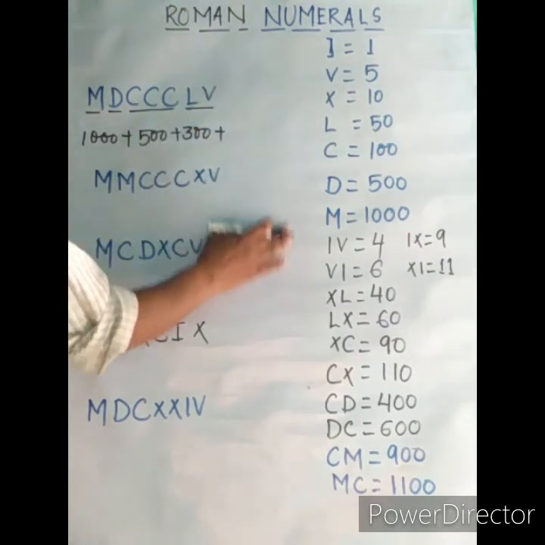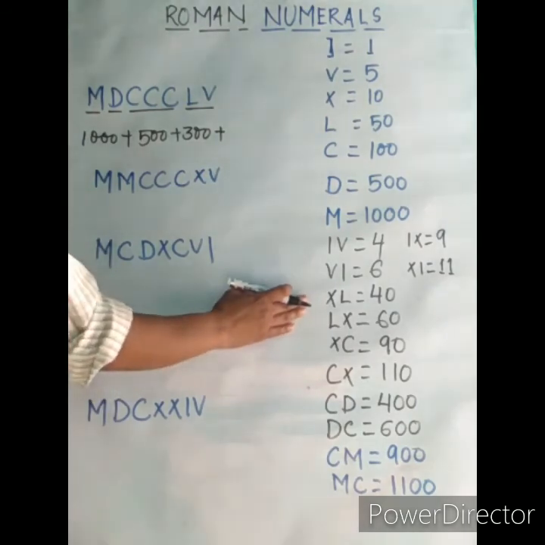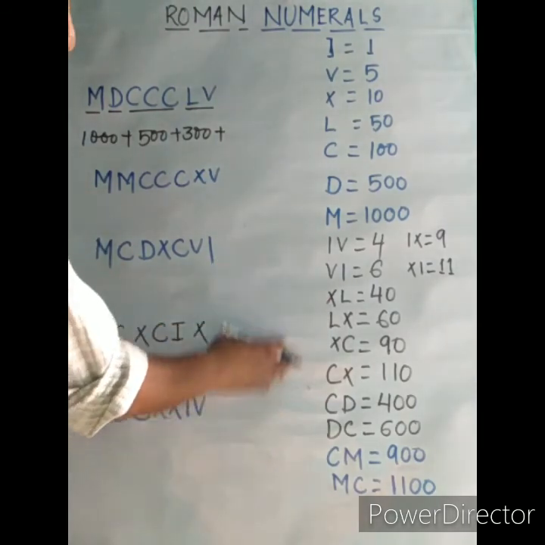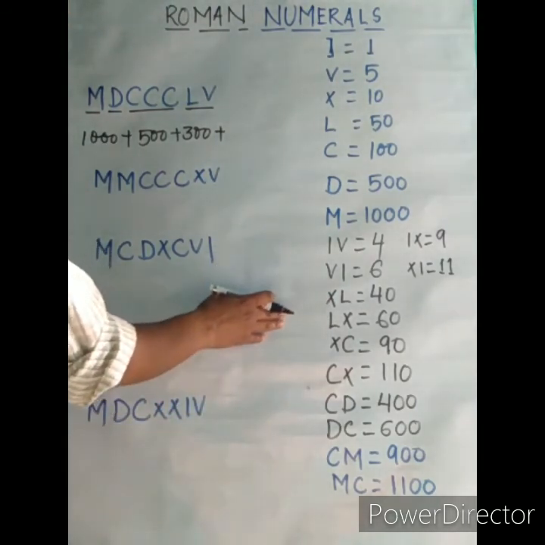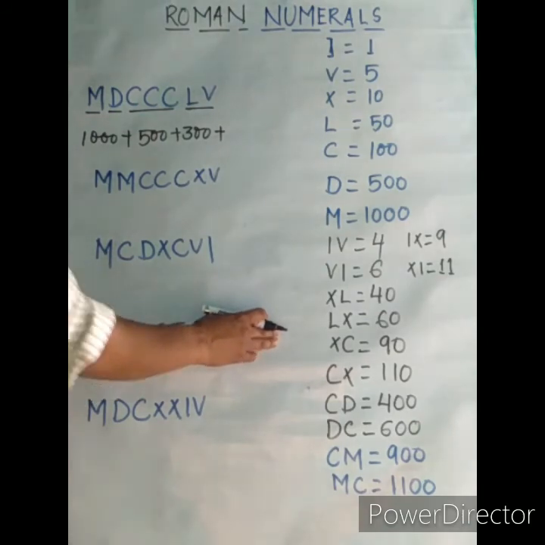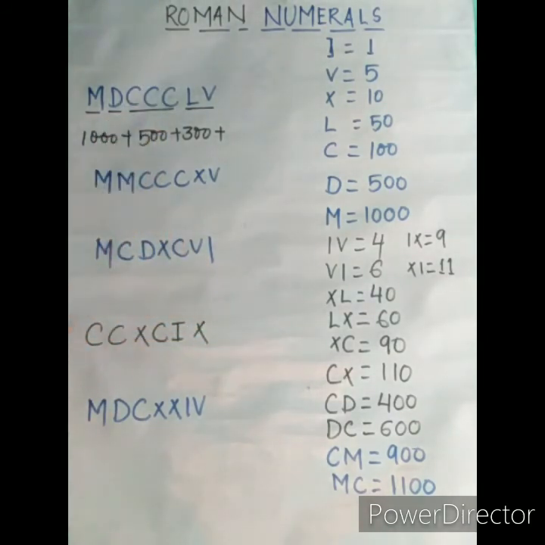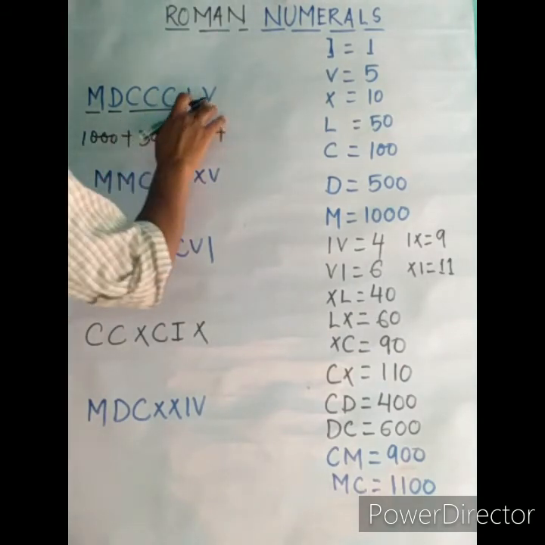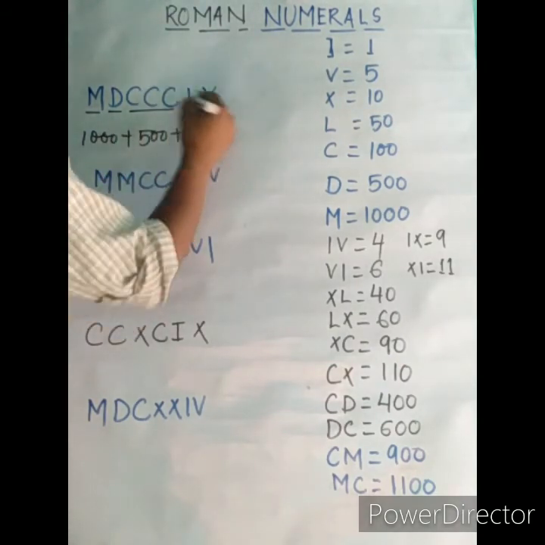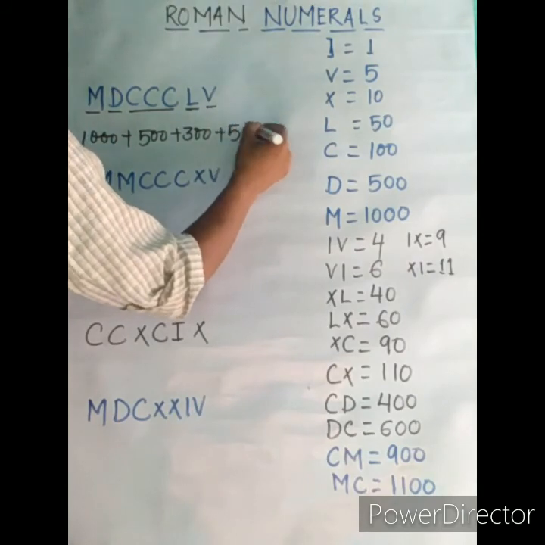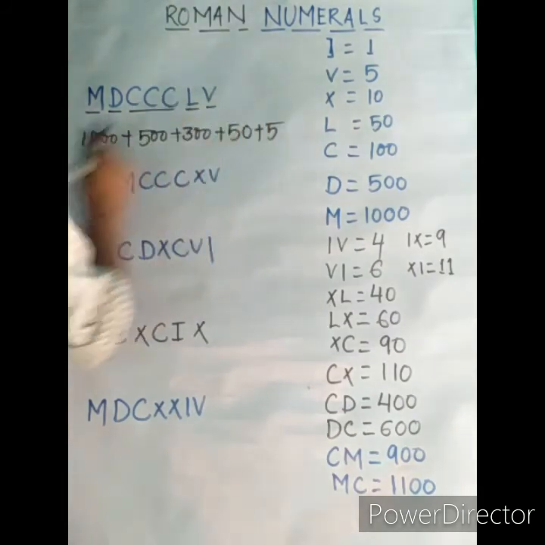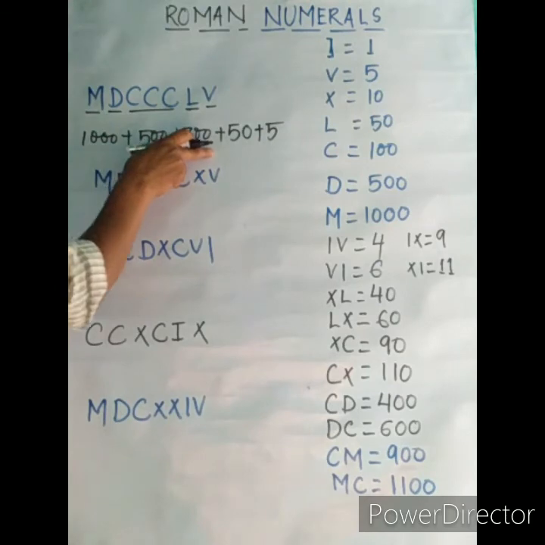For LV, that's why I told you to concentrate a little bit here. You can check whether LV is given or not. L means 50 and next it gives you 55. If it is not given, then you can make it separate: L is 50 and V is 5. So the total is 1855.